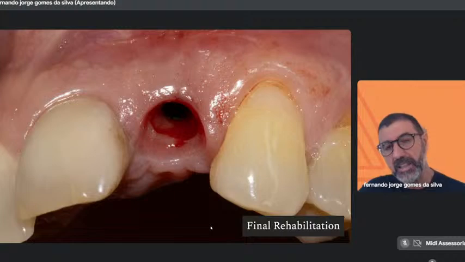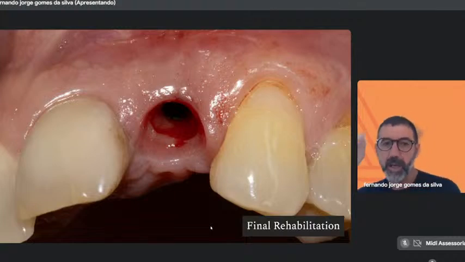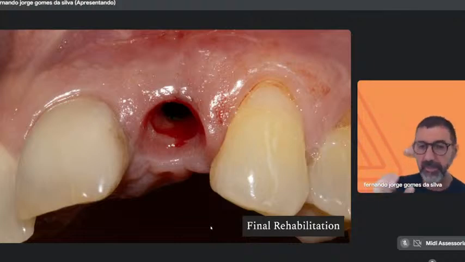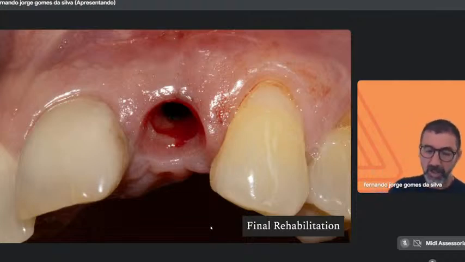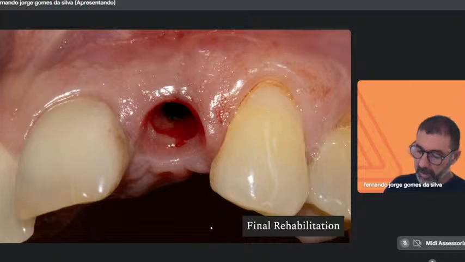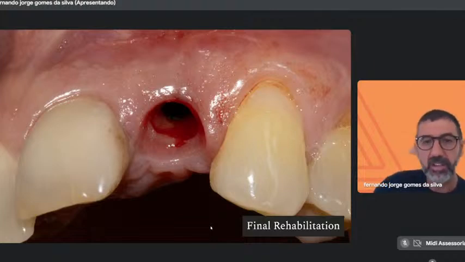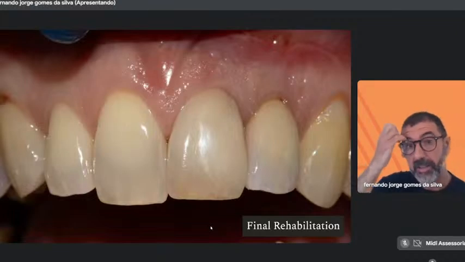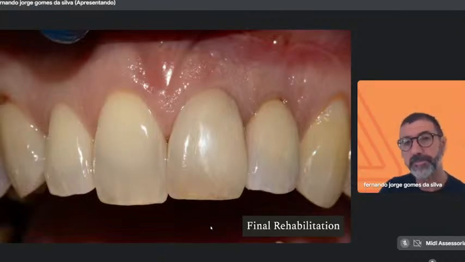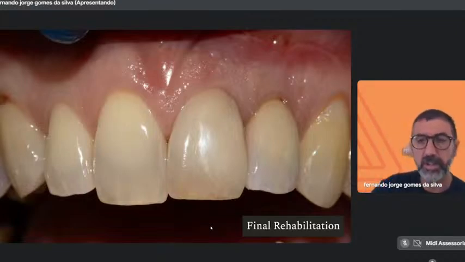This is the bleeding that I mentioned before. This bleeding happens when we take out the final rehabilitation. There is a cut between our epithelial cells and fibroblasts with the zirconia. This is not a sign of any kind of inflammation. It is very healthy. And the final rehabilitation also has a very nice contour in that region.